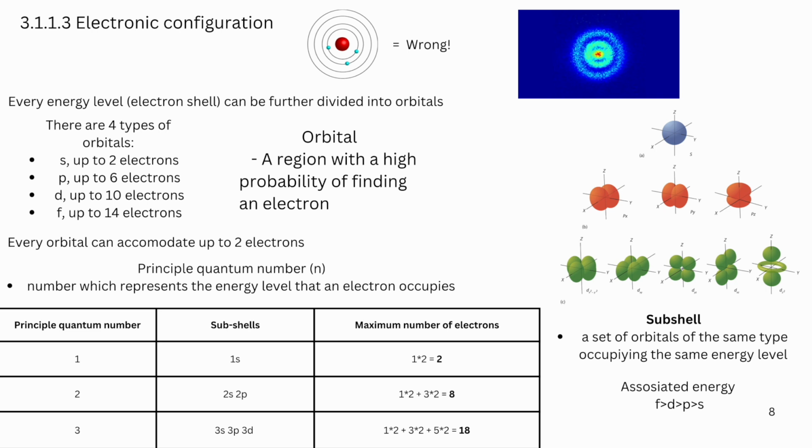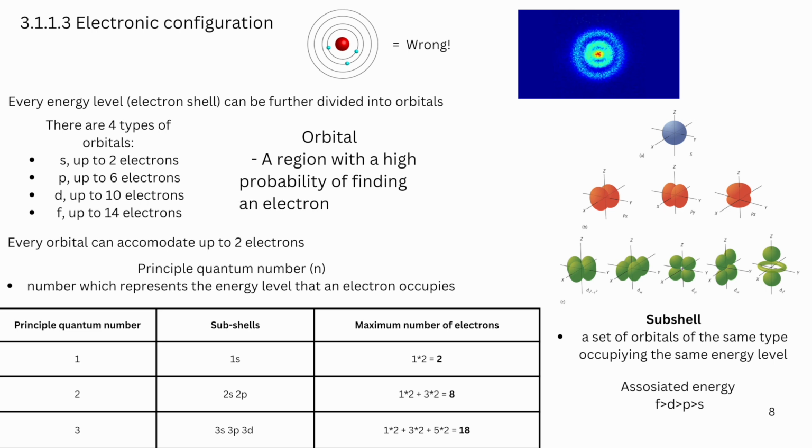And so, an orbital is a region with high probability of finding an electron, and each orbital can only be occupied by 2 electrons. There are several types of orbitals, s, p, d, and f, and each orbital has a different shape. For example, the s orbital has a spherical shape, and there is only one s orbital, so in total, the s subshell can accommodate up to 2 electrons.